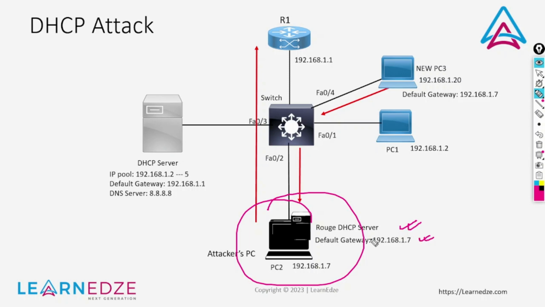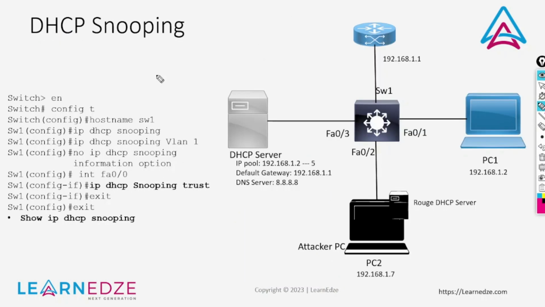So that's how a man in the middle attack can happen by using the advantages of the DHCP services. Now let's check how we can prevent those attacks by using DHCP snooping. We can prevent a man in the middle attack by enabling DHCP snooping features in a switch.